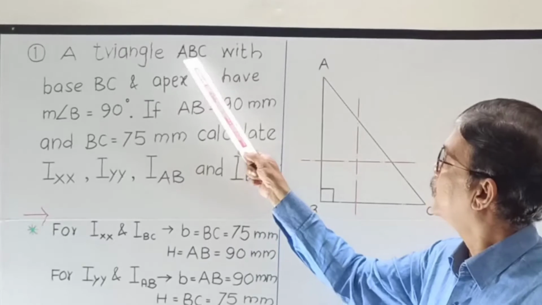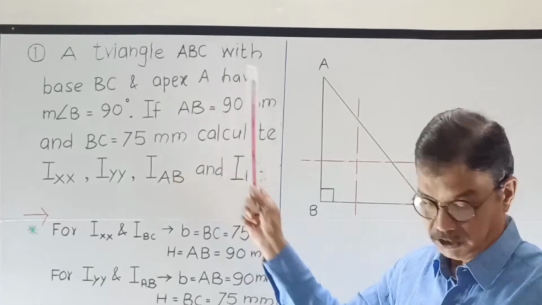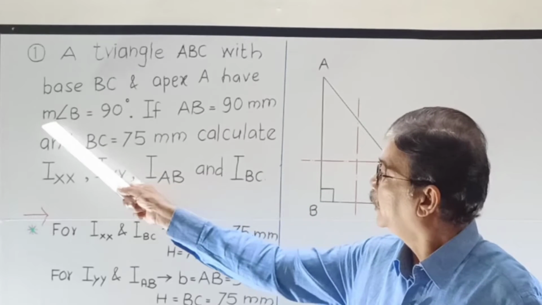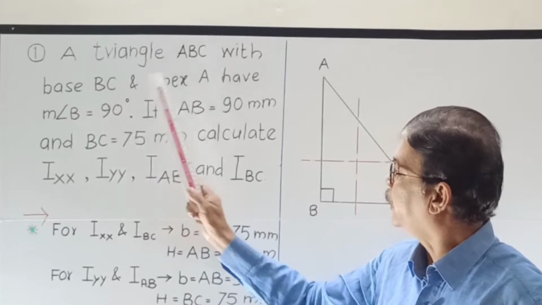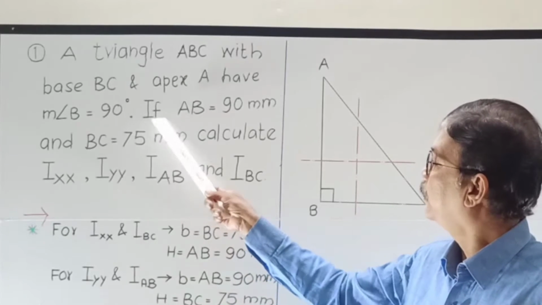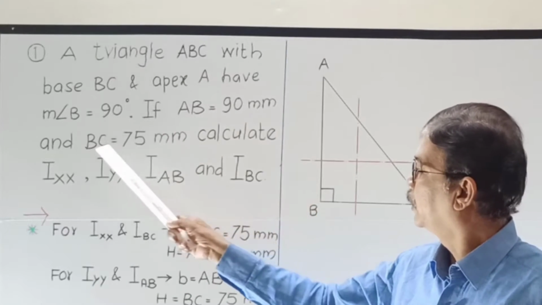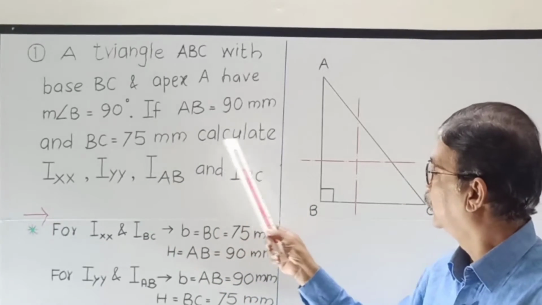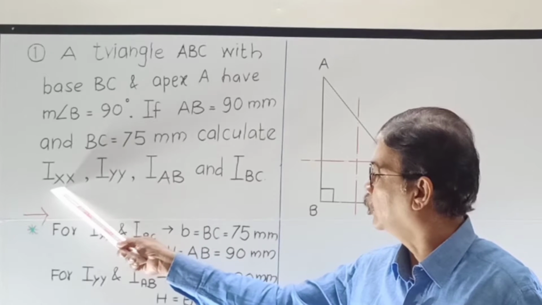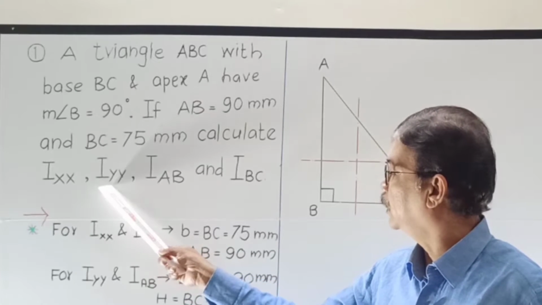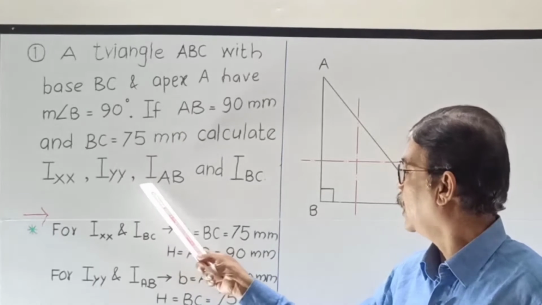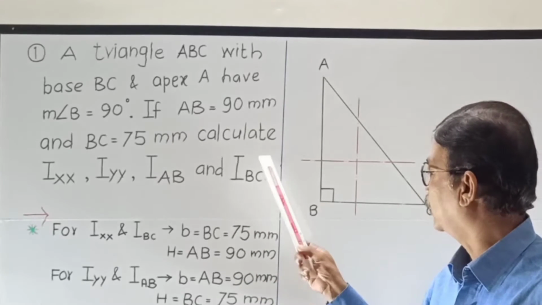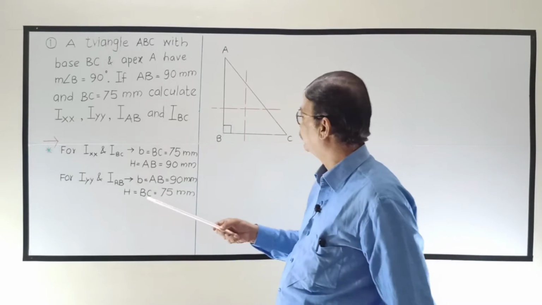A triangle ABC with base BC and apex A has measure of angle B equal to 90 degrees. If AB is equal to 90 mm and BC is equal to 75 mm, calculate IXX, that is about horizontal centroidal axis, IYY, that is vertical centroidal axis, IAB, that is the vertical side, and IBC, that is the horizontal base. So let us draw the figure.